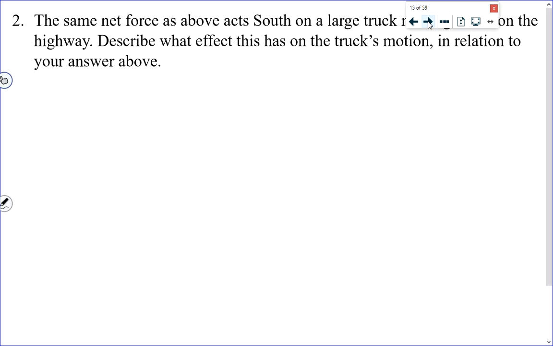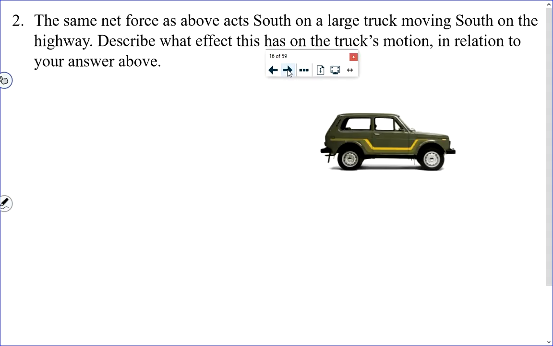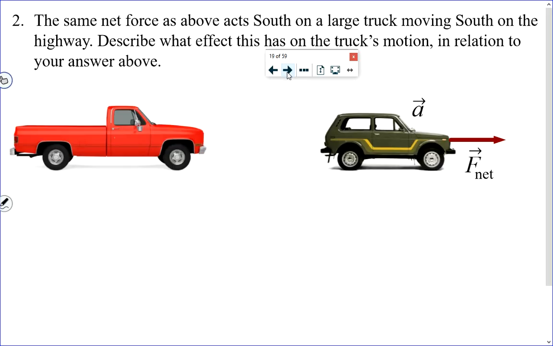The next question says we take that same net force that was acting on that car, and it was acting south, and we apply that same net force to a large truck that's also moving south on the highway. The question is, what effect does this have on the truck's motion in relation to the effect it had on the car's motion? Well, here's the car. I'm just going to bring it back. There's the net force, and there's the resulting acceleration.